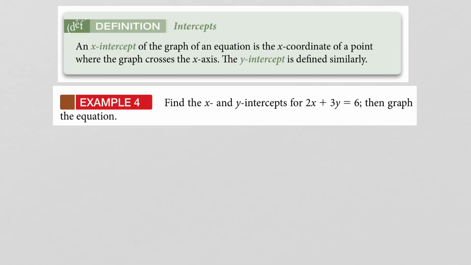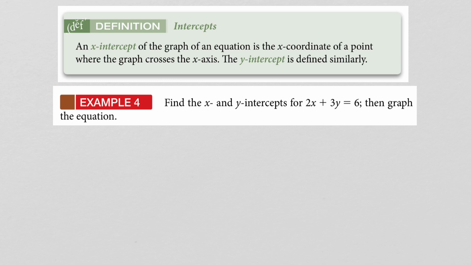Next, let's talk about intercepts. The x-intercept of a graph of an equation is the x-coordinate of a point where the graph crosses the x-axis. And the y-intercept is defined similarly. The y-intercept of a graph is the y-coordinate of a point where the graph crosses the y-axis.